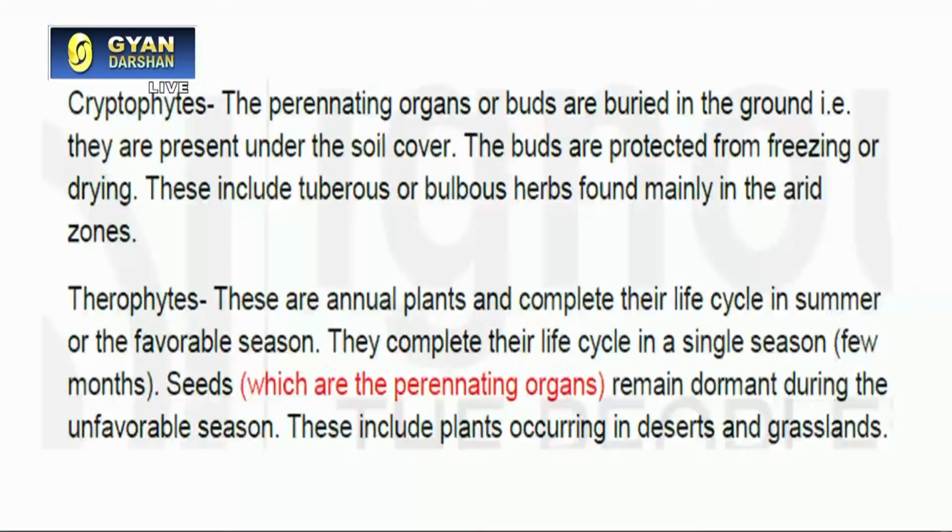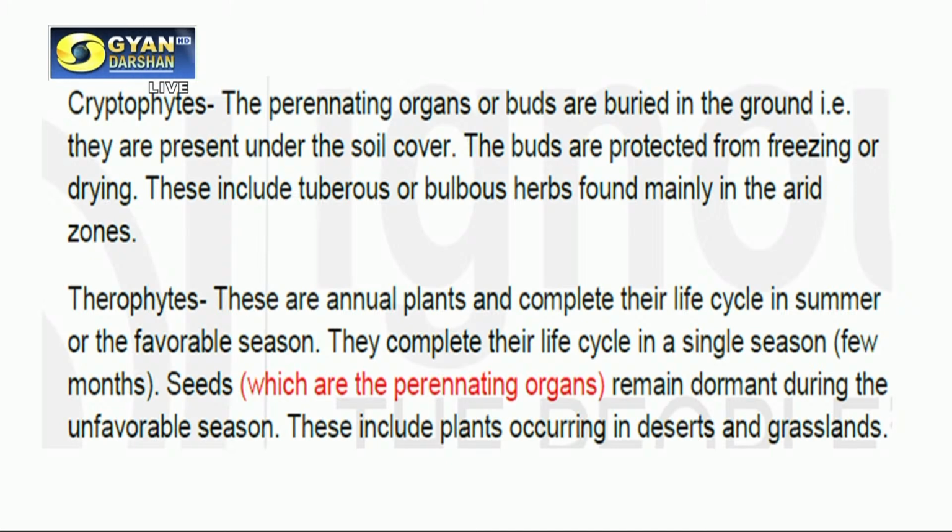Cryptophytes, the 4th life form. The perennating organs or buds are buried in the ground. What is the difference? They are below the ground surface. That is, they are present under the soil cover. They are covered by the soil. And why are they covered by the soil? Because they are being protected from freezing or drying. Like mostly in the arid regions. The tuberous or bulbous herbs mostly.